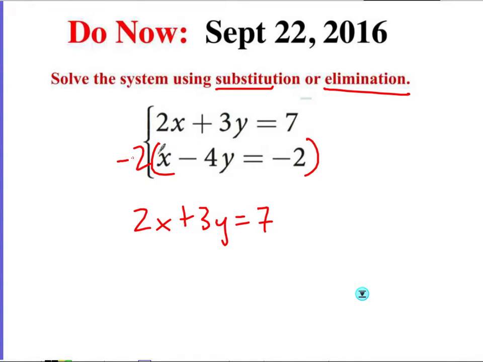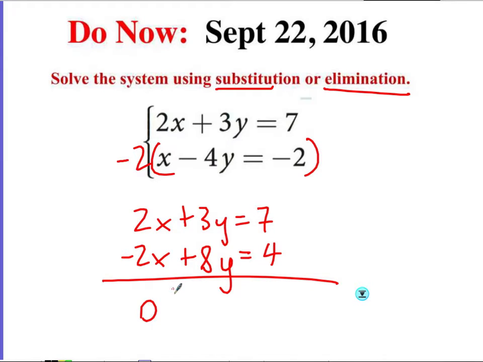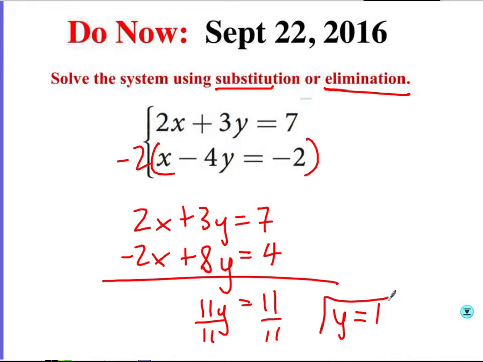And when I multiply the second equation by -2, that gives me -2x plus 8y is equal to 4. Now, when I add these together, it gives me 0. 3y plus 8y is 11y is equal to 7 plus 4, which is 11. I can go ahead and solve for y by dividing both sides by 11, and y is equal to 1. Okay.